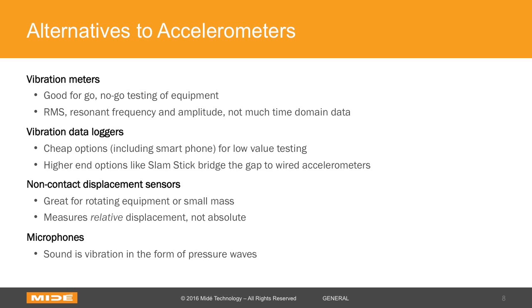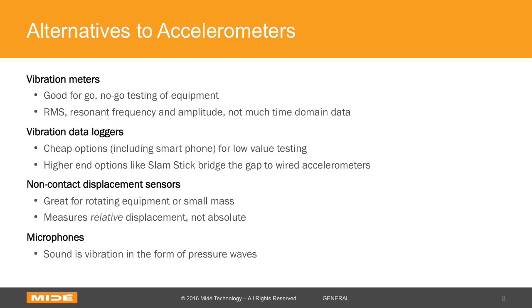Now, if you don't want to use accelerometers at all, you can actually use non-contacting displacement sensors. There's a couple types. There's laser displacement sensors. You can also use Hall effect sensors. These are great for measuring rotation, or if you're trying to measure the vibration of a piece of equipment that has a small amount of mass, where your accelerometer would be too much mass and would actually alter the vibration of that thing. So you need to use some non-contacting sensor.